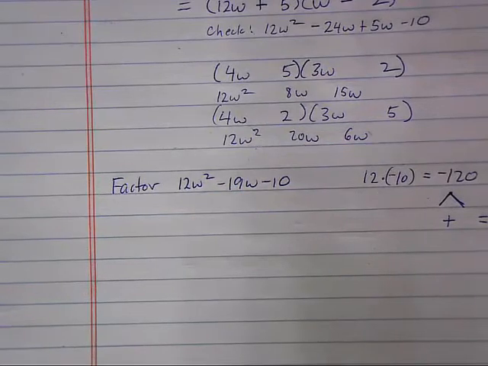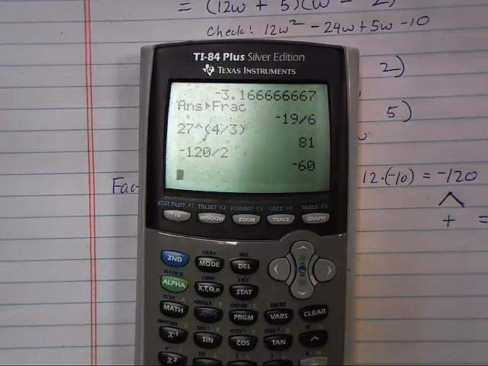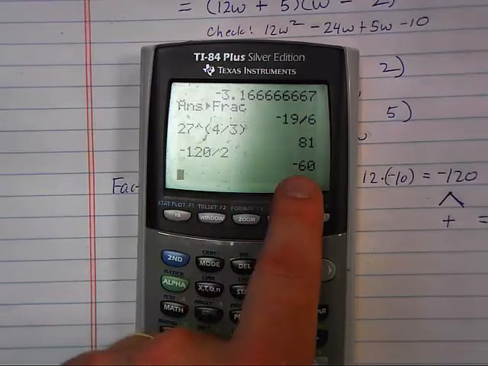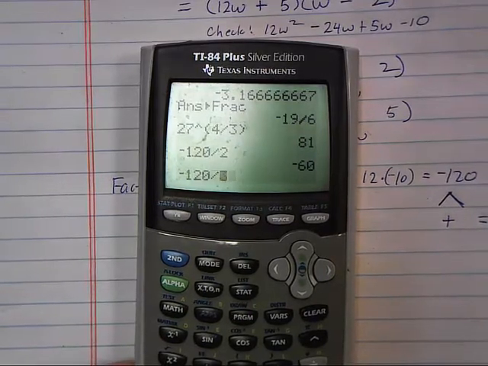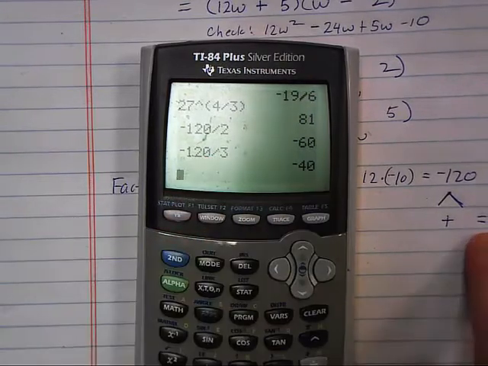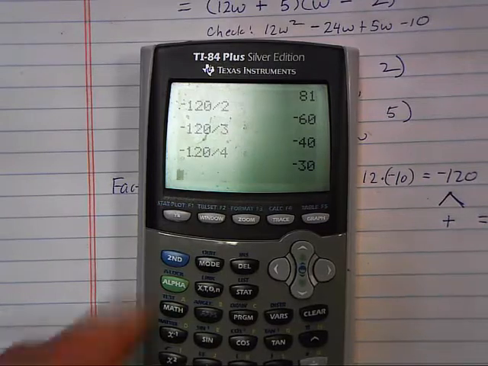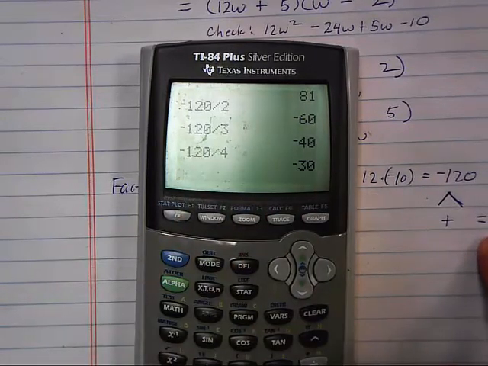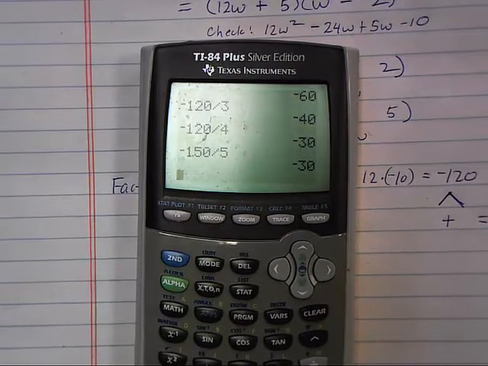So this can be a little bit difficult, but here you're going to use your calculator. Let's see, I can take negative 120 and divide it by 2. With a 2 and a negative 60, can I get a negative 19? No. How about negative 120 divided by 3? 3 and a negative 40, negative 19? No. You keep going until you find the right pair. 4 and negative 30, does that give me negative 19? No, but I think I'm getting close. Negative 120 divided by 5.